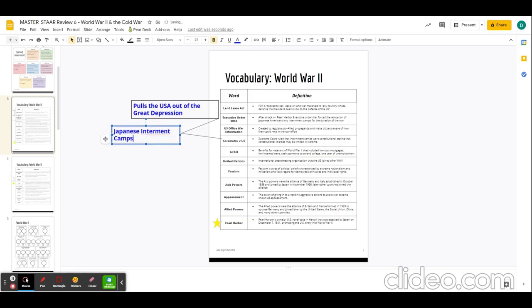And these are directly tied to the Japanese internment camps that are established following, down here I've got a star by it, the attack on Pearl Harbor. So if you remember, what pulls the United States into World War II is when Japan bombs Pearl Harbor on December 7th, 1941. And there's a quote from this time that says, they awoke the sleeping giant. You know, here comes the United States into this world war.